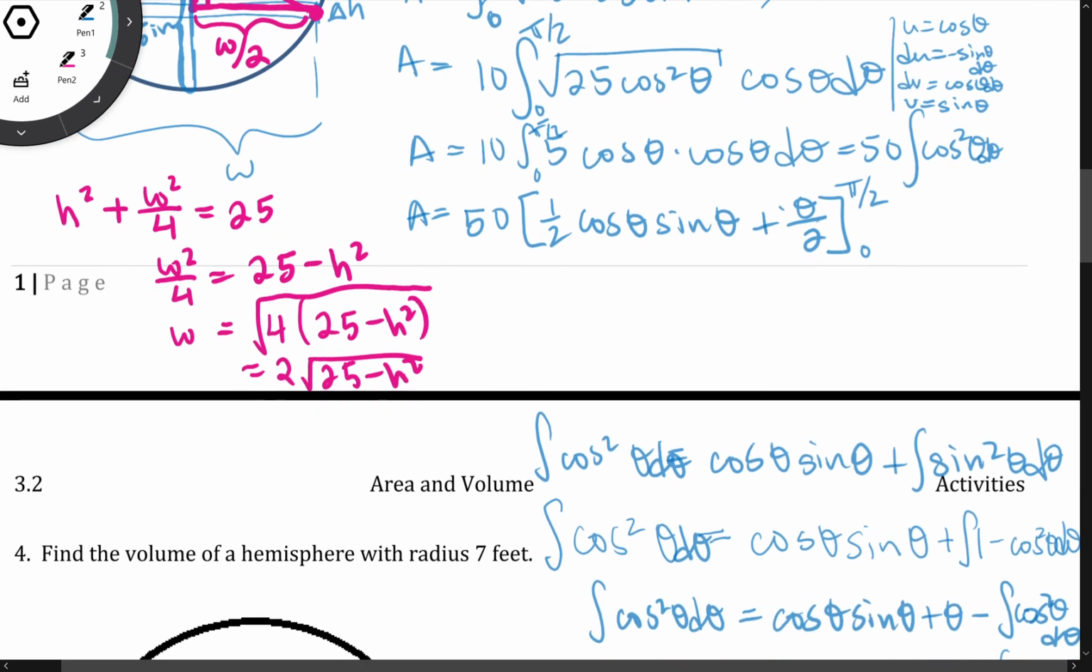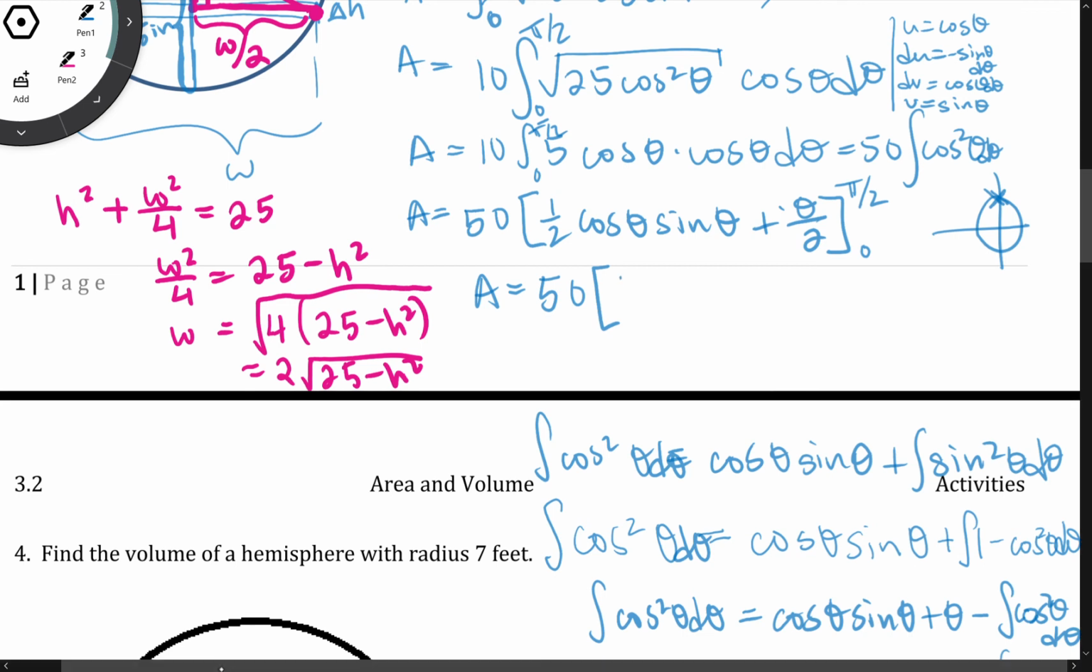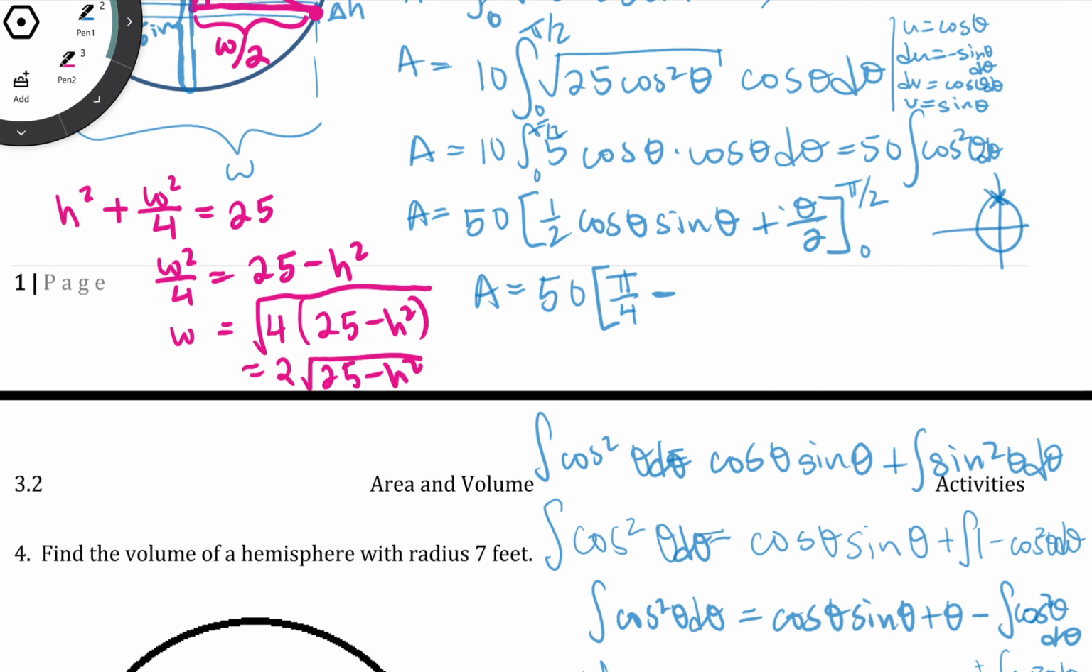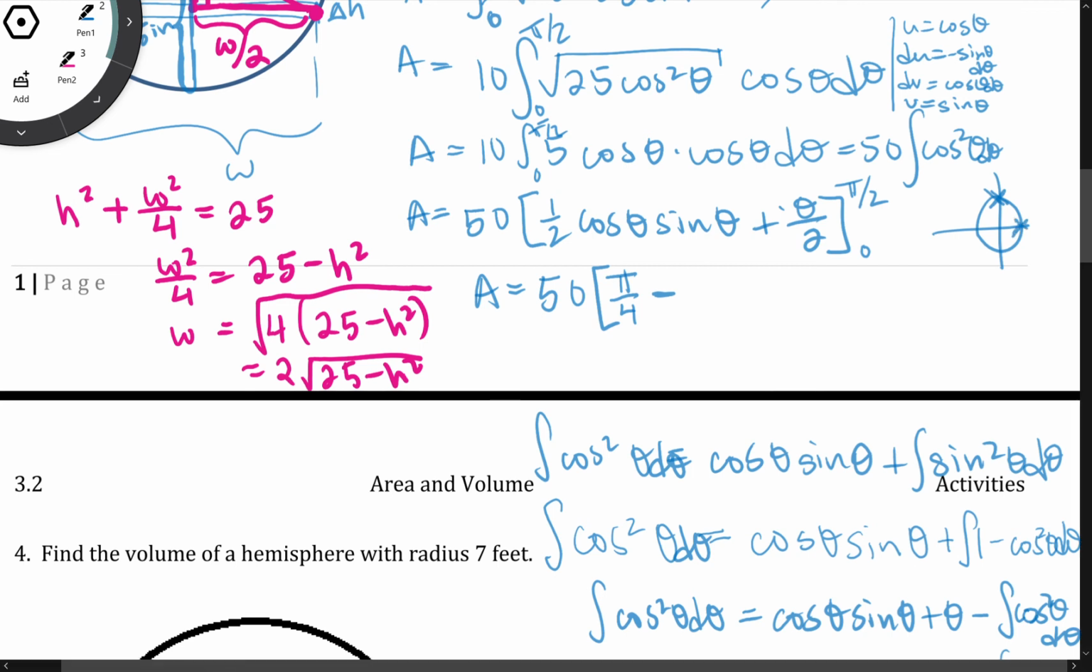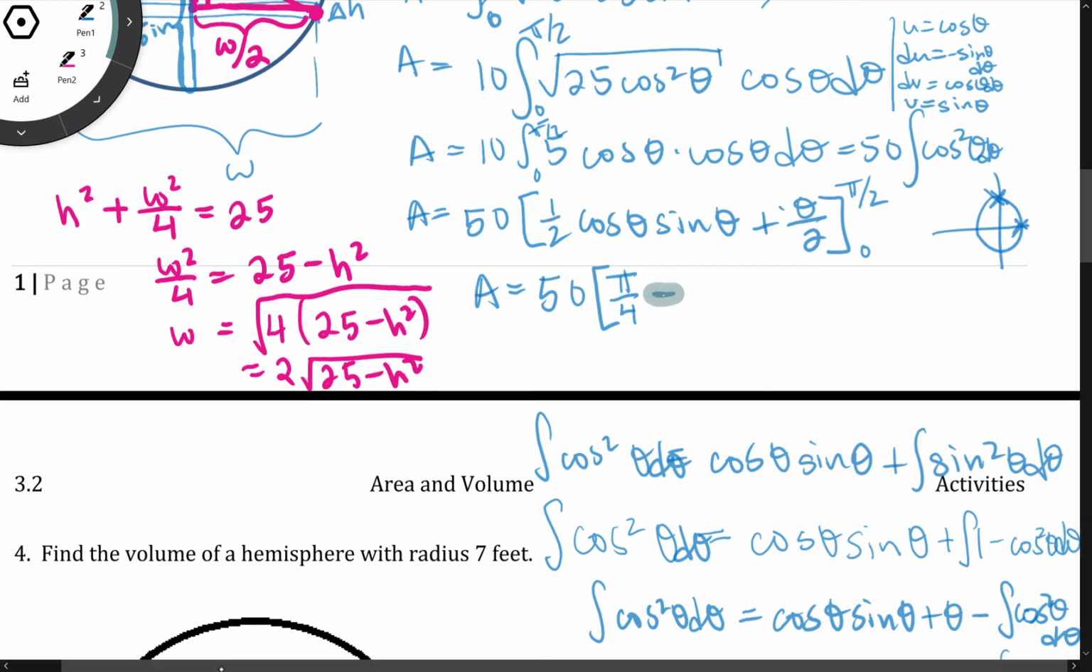So when I plug in pi over 2, I get 1/2 cosine of pi over 2. Think about your unit circle. Pi over 2 is right at the top, so the cosine is 0, and that's going to wipe that out completely. So we're just going to be left with pi over 2 divided by 2, so pi over 4. And then when we plug in the 0, sine of 0 is 0, so that goes away again, and we get 0 over 2. So actually this is it, which we can reduce to 25 pi over 2.